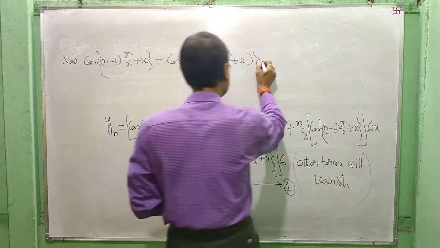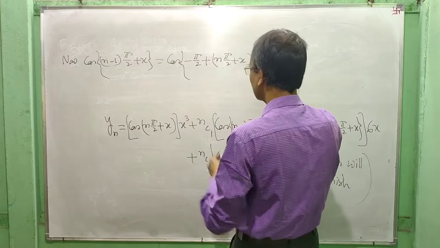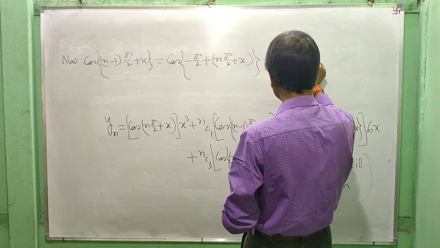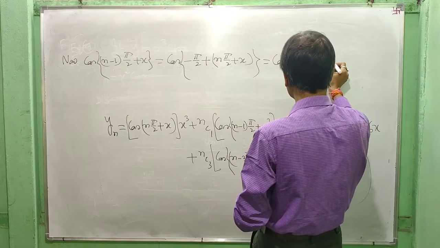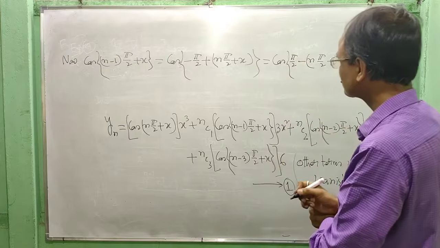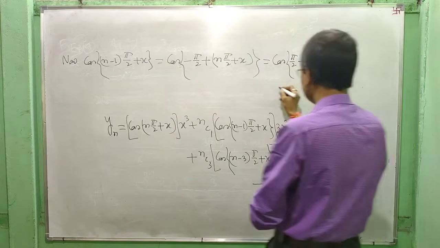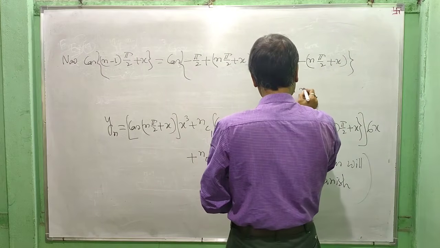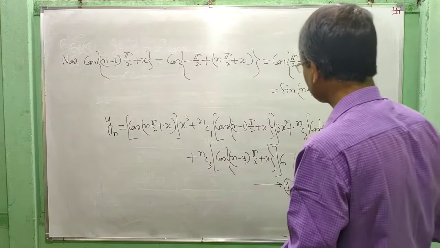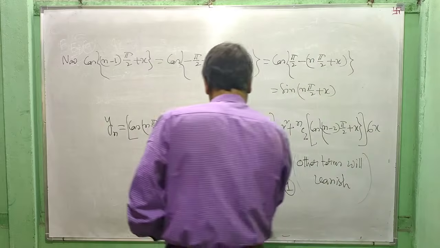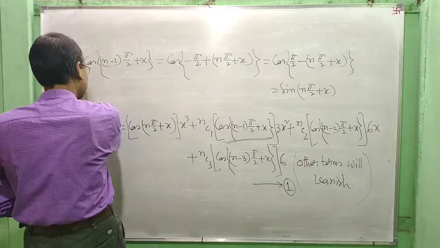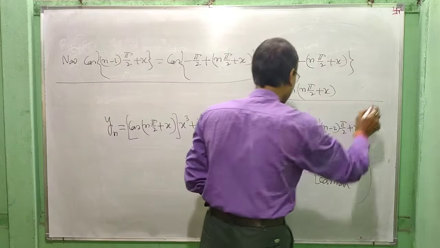This is equal to cos of minus, cos of pi by 2 minus n times of pi by 2 plus x. You may write like this also. This is equal to sin of n times of pi by 2 plus x. This term can be written as sin of n times of pi by 2 plus x.